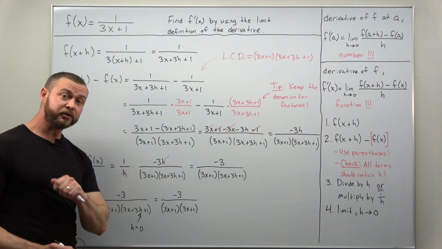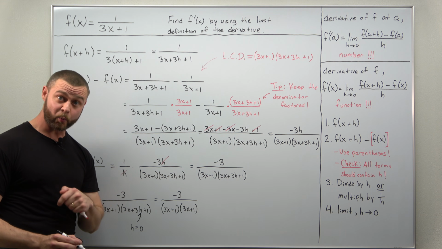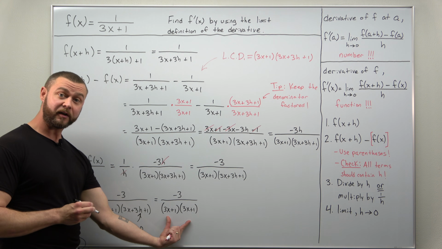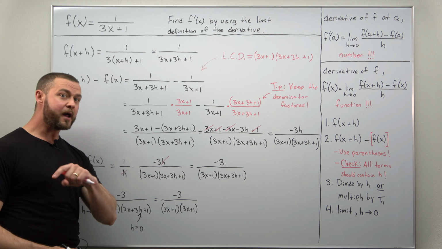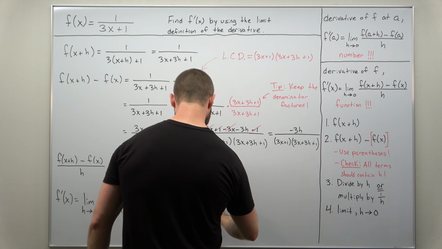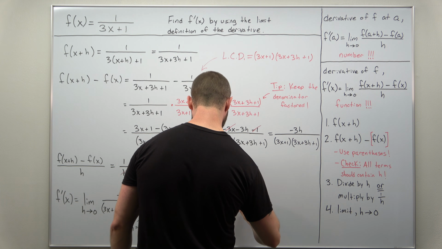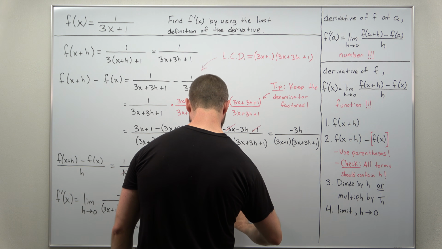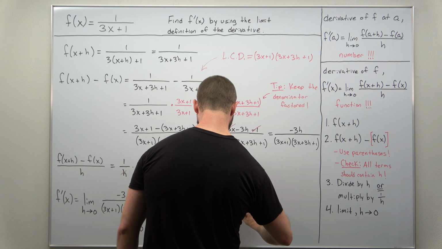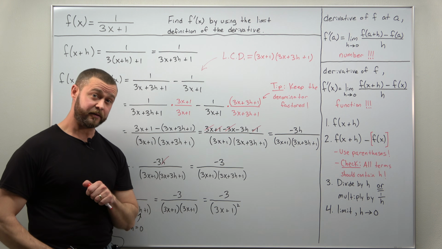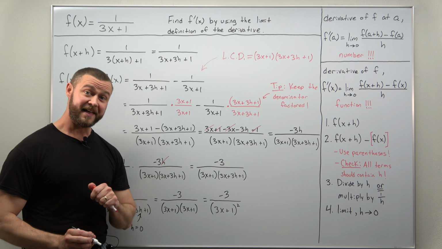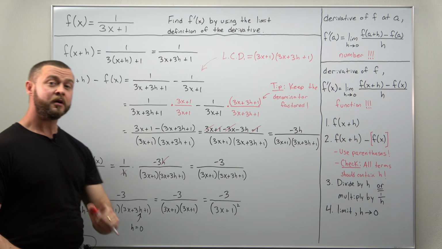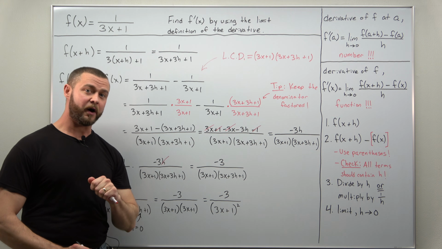And you can leave your answer like that, but the standard way to write this answer, we have a quantity being multiplied by itself. We can write it as that quantity squared. So let's write our derivative as negative 3 divided by 3x plus 1 squared. And that is it. That is our derivative for this function, 1 over 3x plus 1.